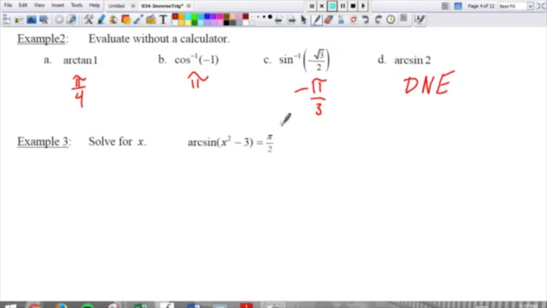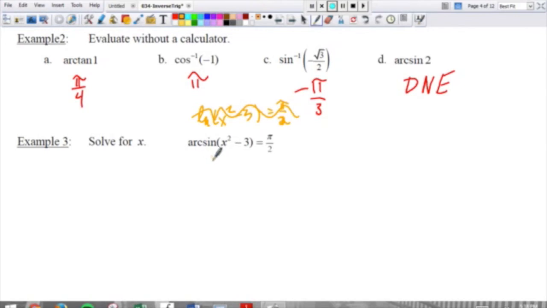Solve for x. Alright. So the thing I want to do here, just like if it was log of x squared minus 3, what would you do? As much as you don't want to, what would you do to get rid of log? If you said or thought I would make both sides an exponent of e, that's right, because e and log are inverse functions.